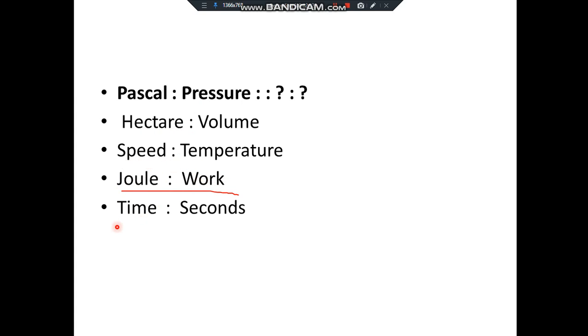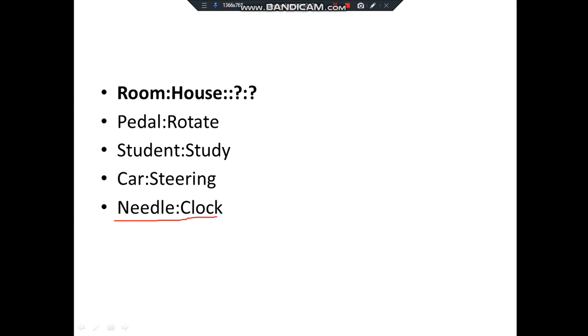Next, see, actually this question is quite confusing. See, time and seconds they have given. Actually, seconds is the unit of time. By the place value, if it is seconds is to time, then that would also be the right option, okay? Next, room is to house, which means room is a part of house, okay? Pedal and rotate, no relation. Student study, no. Car steering, actually yes, if steering comes first and car is next. So the only option is needle and clock. Needle is a part of clock, okay?